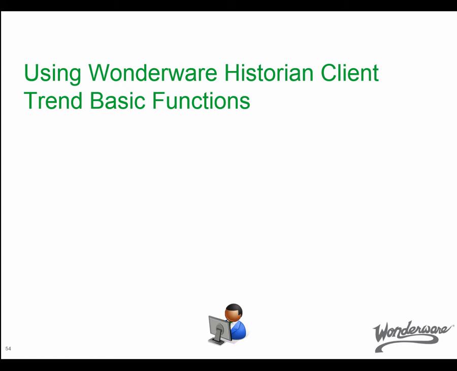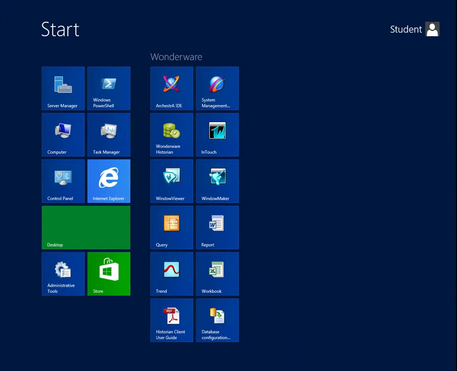Our first lab is using the Wonderware Historian Client Trend basic functions. Depending on your operating system, you're going to have a different way to access Historian Trend. Here on my Metro UI, I can click on the tile Configure for Trend.